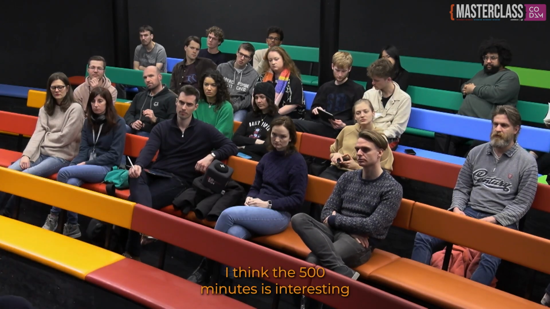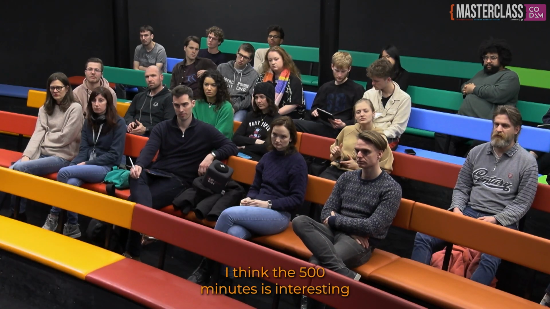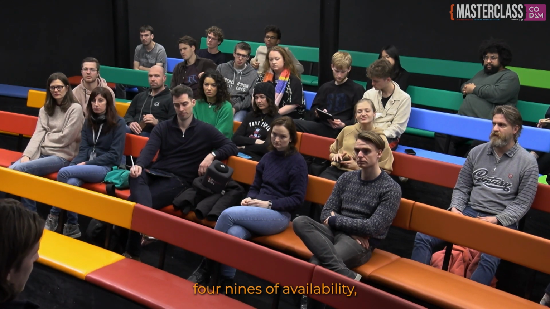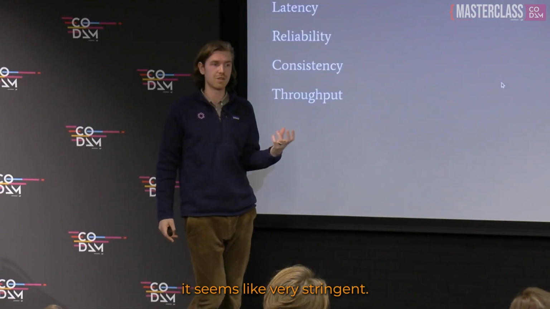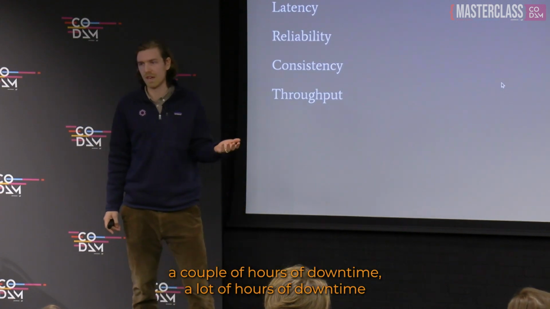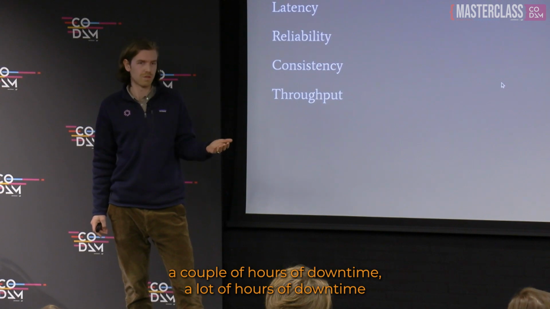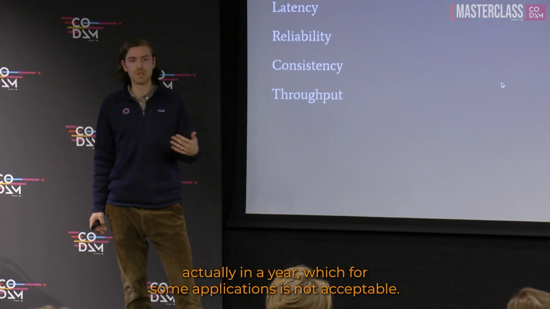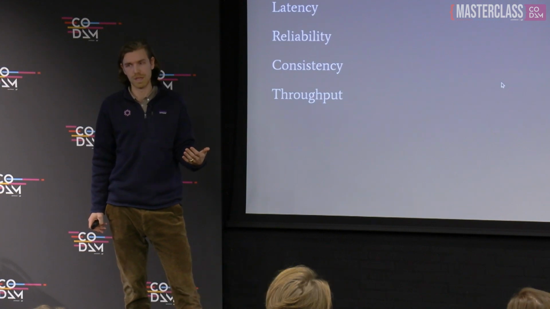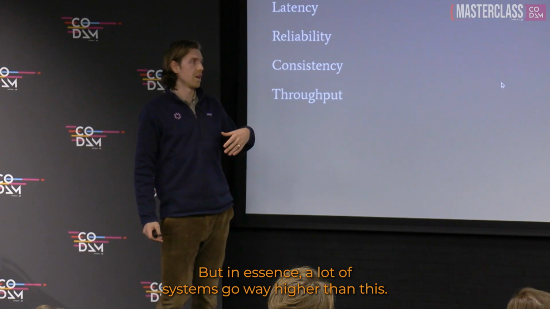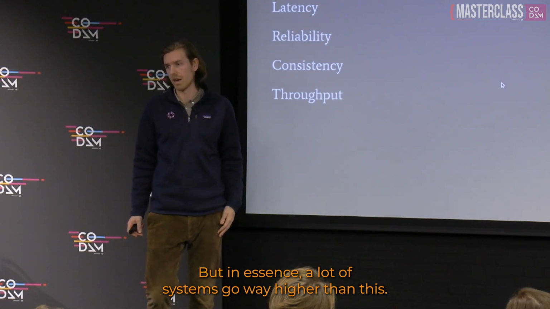I think the 500 minutes is interesting because if you think about this number intuitively, 4 nines of availability seems very stringent, right? But that means you can have a couple of hours of downtime, a lot of hours of downtime actually in a year, which for some applications is not acceptable, right? So it seems very high, but in essence, a lot of systems go way higher than this, right?